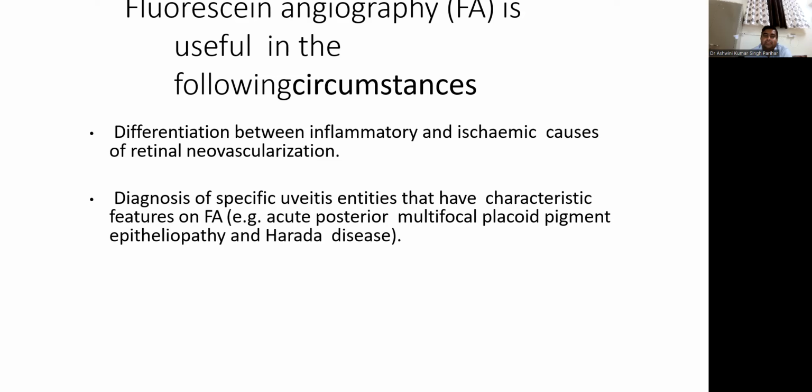Angiography is useful in differentiating between inflammatory and ischemic causes of retinal neovascularization, and in specific uveitis that have characteristic features, like APMPPE, acute posterior multifocal placoid pigment epitheliopathy. These specific uveitis, which are characteristic features of diseases like Harada's disease, are particular diseases where fluorescein angiography is highly specific in making the diagnosis. They can't be diagnosed just on bare examination.